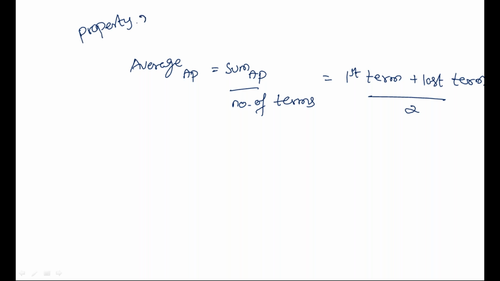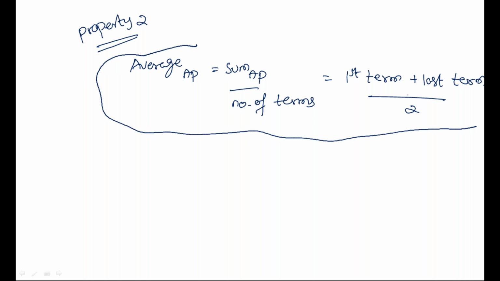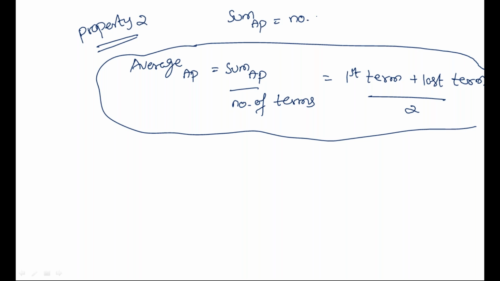I'm not giving the formula directly. I'm giving the information that is required. Average of terms in AP is first term plus last term divided by 2. Why? You know, the sum of terms in AP is already number of terms divided by 2 into first term plus last term. This number of terms, if it goes to the left side, I can say it's first term plus last term divided by 2. As simple as that.